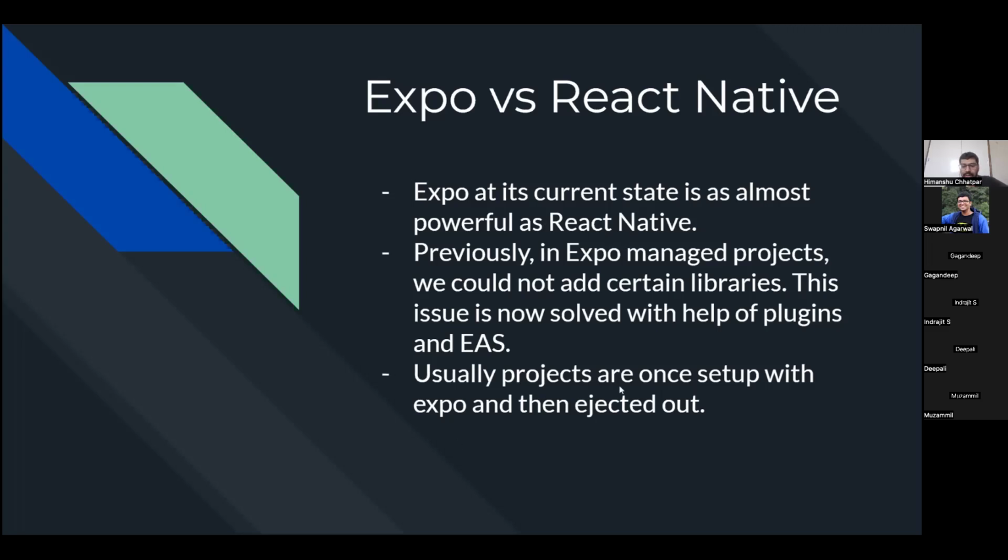Okay, usually projects are first set up with Expo and then ejected out. So you would see a lot of projects that are set up with Expo because that setup is easier with Expo, and then they eject out. That's why you see most of the projects are now bare React Native, because before Expo didn't have the ability to scale. You couldn't add libraries. Now it's not an issue. Now you can. In my previous company, we did add Razorpay libraries in the Expo managed project itself. So you can do that now.